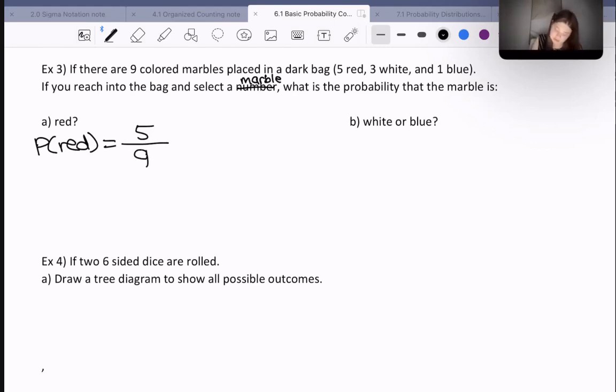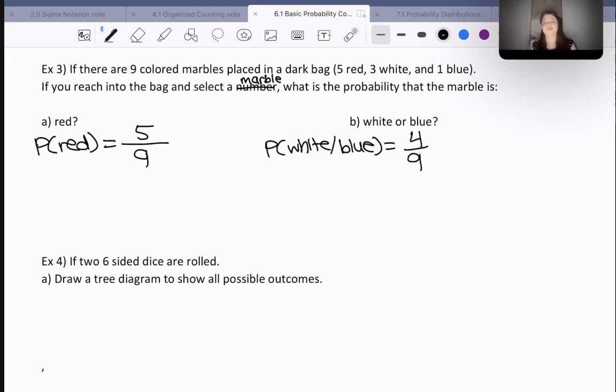Now we could ask, what is the probability that it is white or blue? Well, there's 2 ways to do this. One way is we could say, well, there's 3 white marbles and 1 blue marble, so that's 4 marbles total over 9. Another way is we could say that it being white or blue is the opposite of it being red, right? There's no other colors. So if we do 1 minus 5 over 9, we get 4 over 9. And that's also a perfectly valid way to do it. But either way, the answer is 4 over 9.